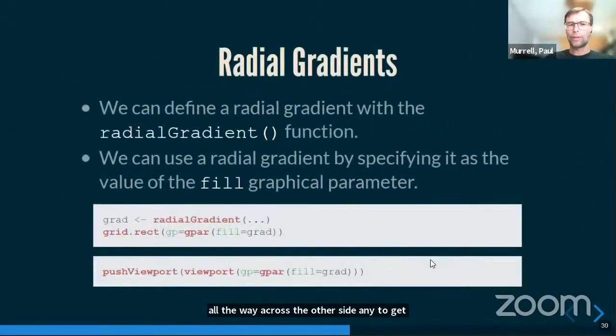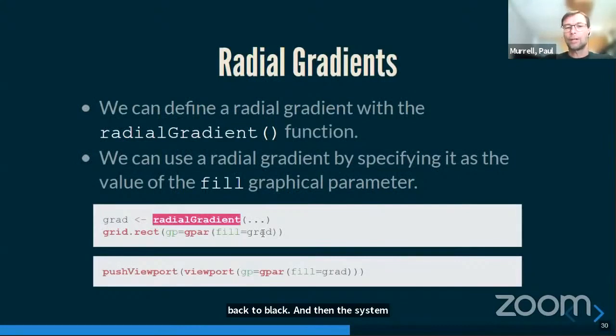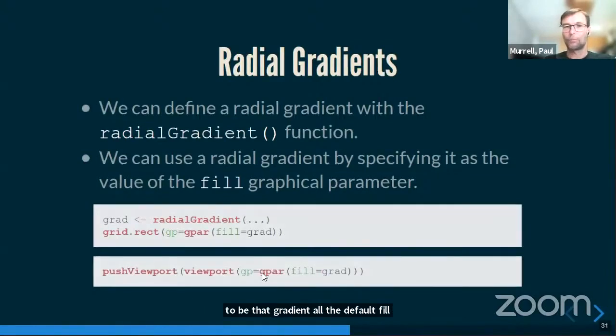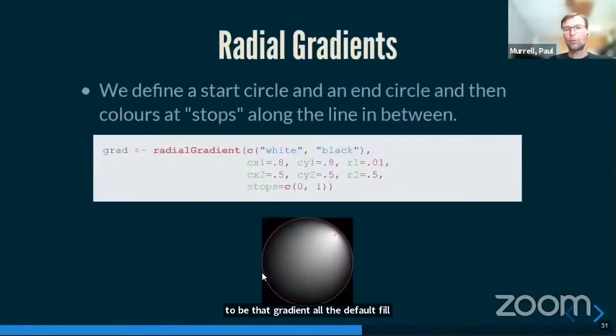Radial gradients are very similar. There's a radial gradient function that defines the gradient, and then I just say I want the fill of the shape I'm drawing to be that gradient, or the default fill to be a gradient if I'm assigning it within a viewport. So here's an example.